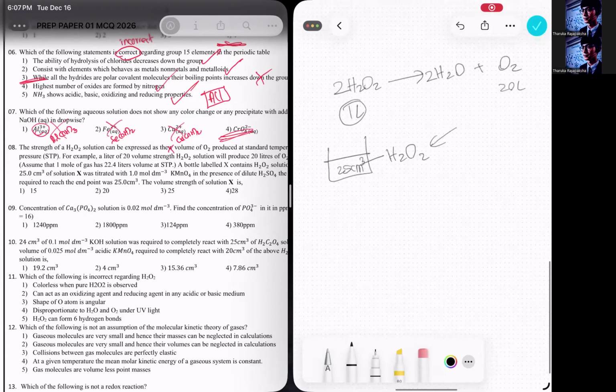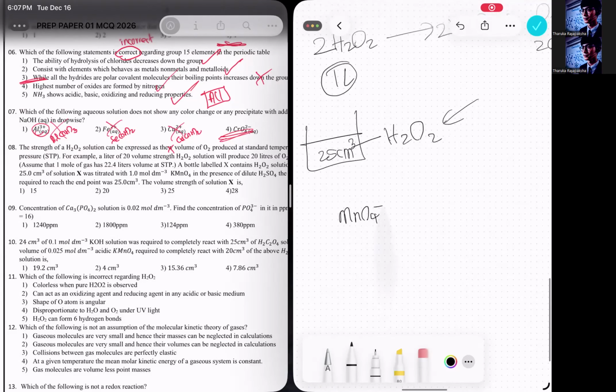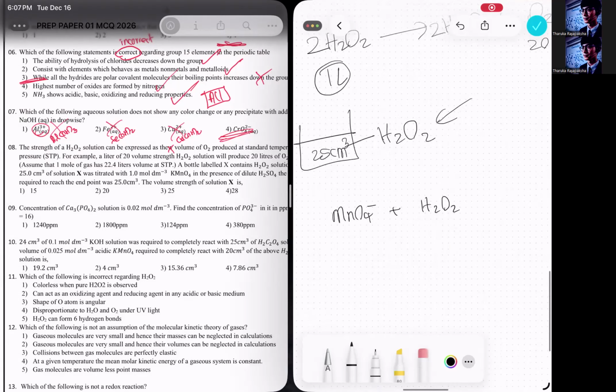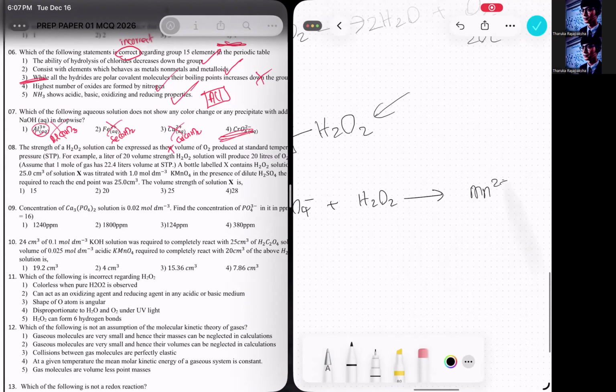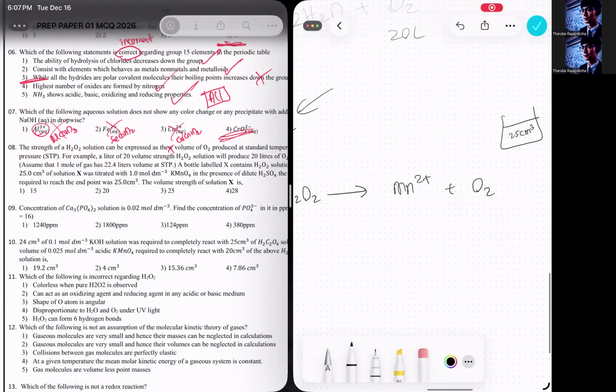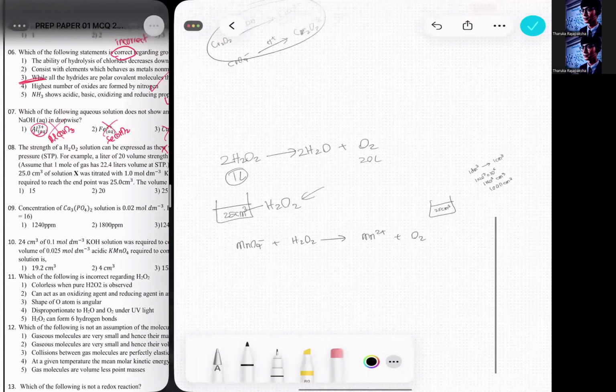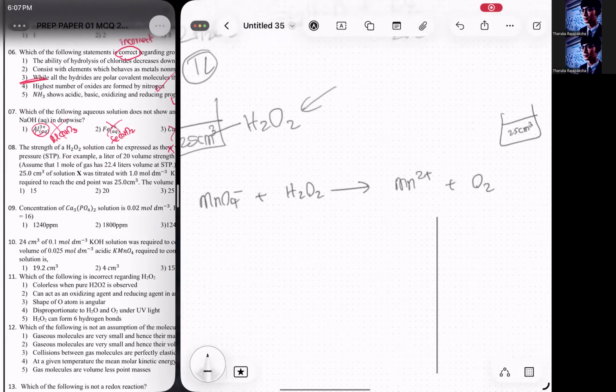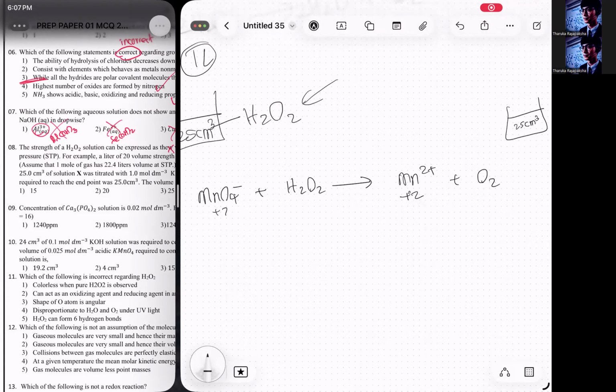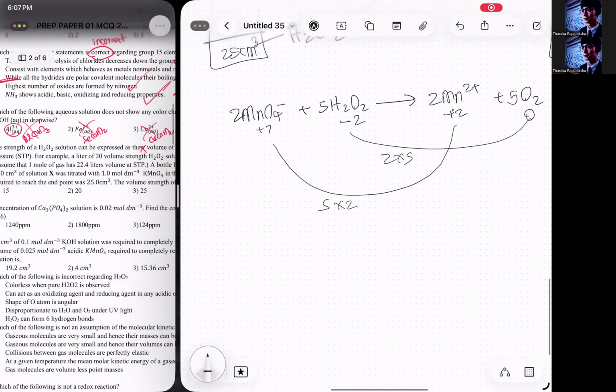So using this equation, they have given a reaction actually: MnO4 minus plus H2O2. MnO4 minus will react to form Mn2 plus and O2. H2O2 will oxidize and MnO4 minus will reduce. So plus 7 to plus 2, and this one minus 1 to 0. That's going to be 2, and this is going to be 5. So 5 into 2 and 2 into 5. There you go.